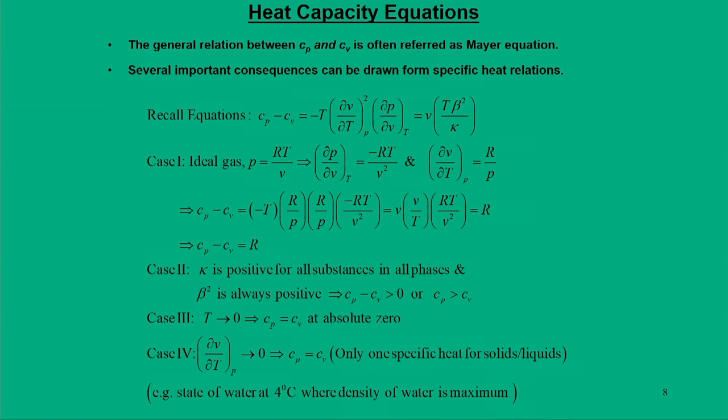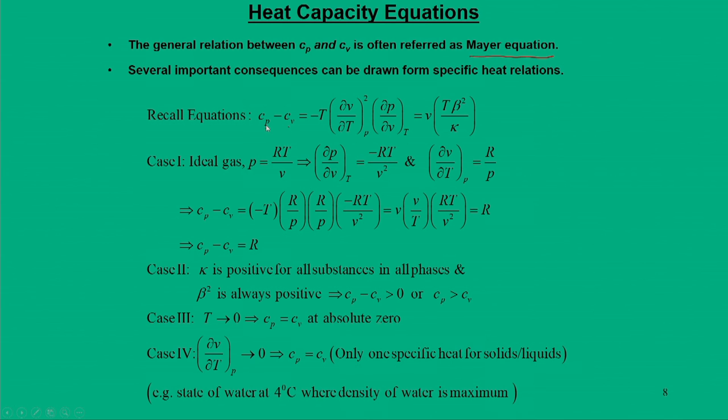But before, I said this equation, Cp minus Cv is equal to V times T beta square by kappa, is often referred to as the Mayer equation. Now, what is the significance of the Mayer equation? Let us find out the important consequences.